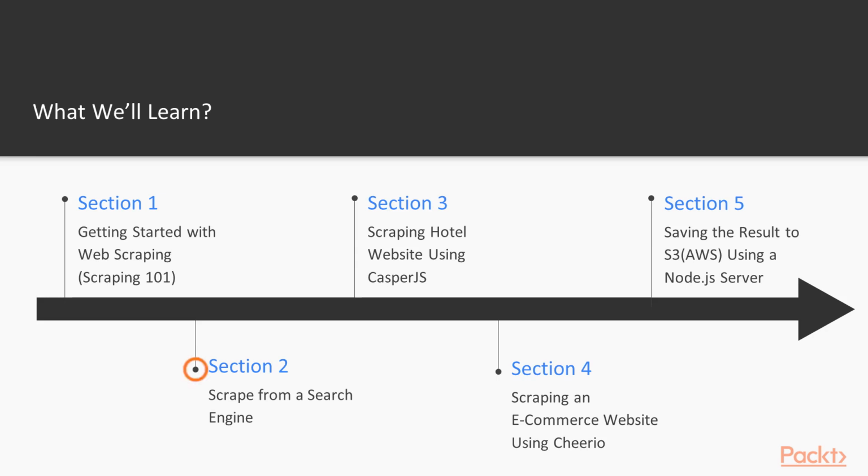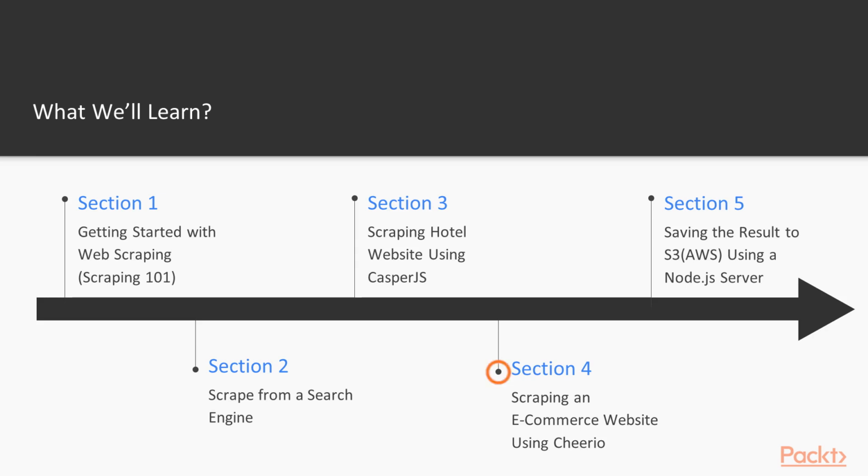The second section is about how to scrape a search engine using Casper.js. I will show you how to install Casper.js and how to use it. In the third section, scraping hotel website using Casper.js, I will set up Casper.js script to scrape Airbnb.com. Then save the data into 2 different files, a JSON file and an HTML file.